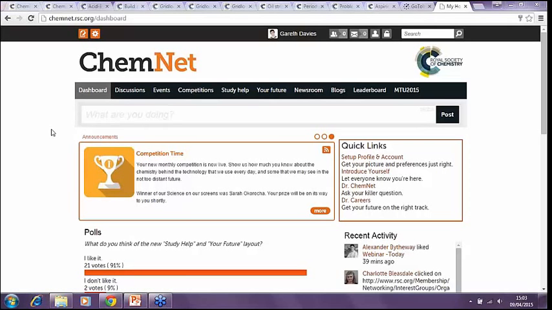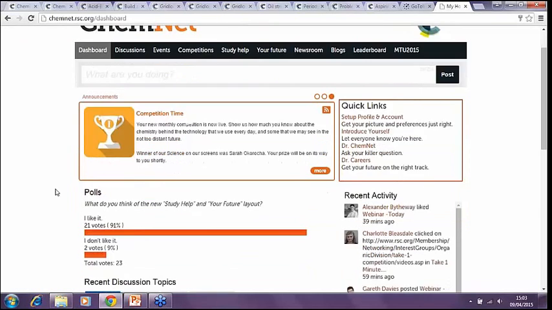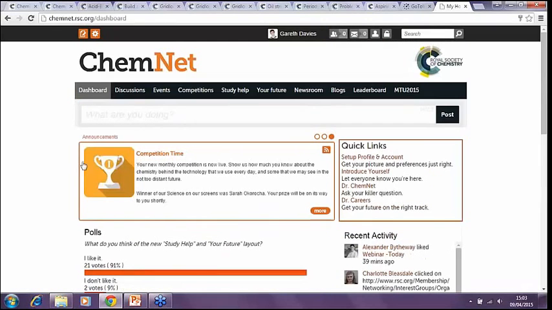Now I won't be delivering the main part of the session, but I wanted to introduce you to some of the newer functions on ChemNet that we've uploaded recently and some that will help you as you're doing your revision over the next few weeks. So hopefully most of you will recognize that this is the ChemNet website and this is your dashboard. On here you can find out what's been going on recently. On the right hand side you can find the recent discussions and usually some announcements telling you the new things on the website.